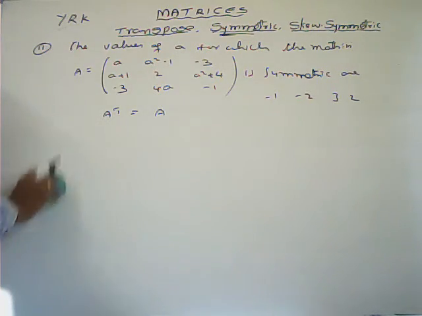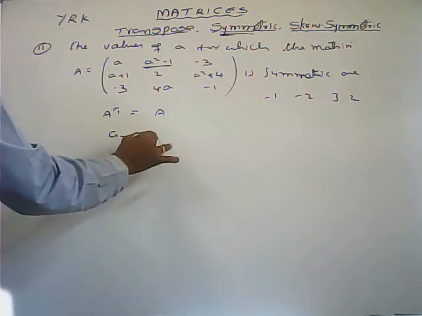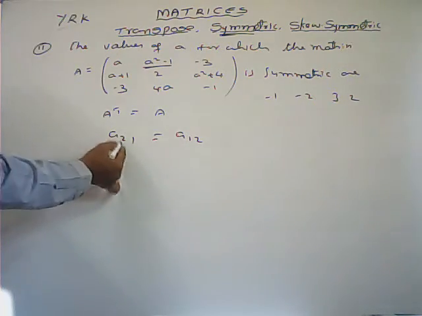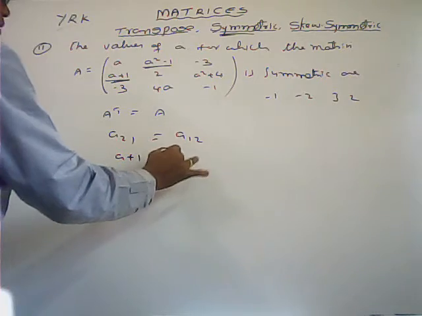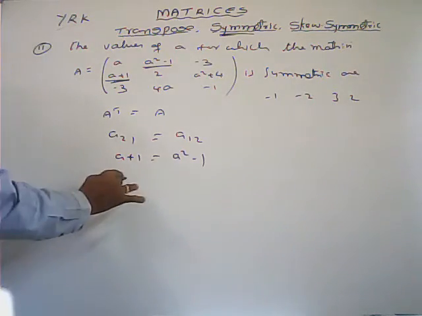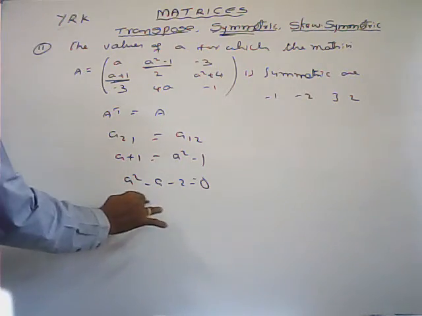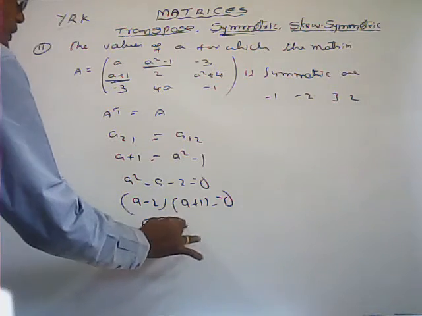Here directly we can take A transpose equals A, meaning the ith row jth column element should equal the jth row ith column element. For example, the second row first column element should equal the first row second column element. What is the second row first column element? This is a plus 1, which equals a square minus 1. So a square minus a minus 2 equals 0. Here (a minus 2)(a plus 1) equals 0. a is equal to minus 1, 2.